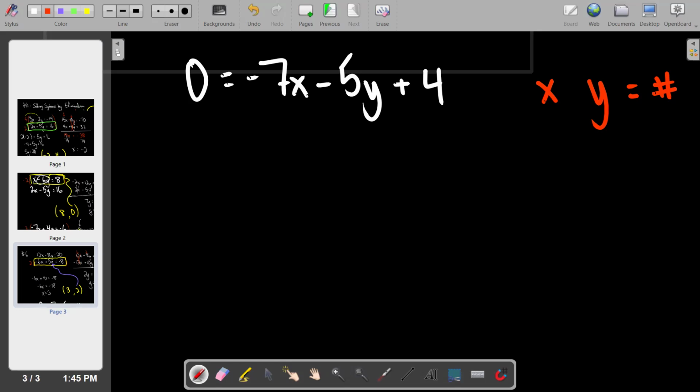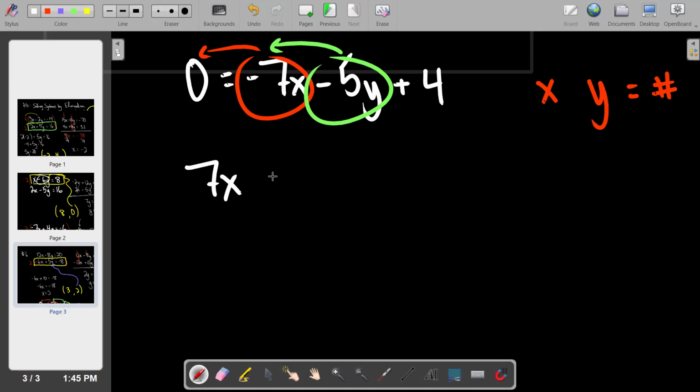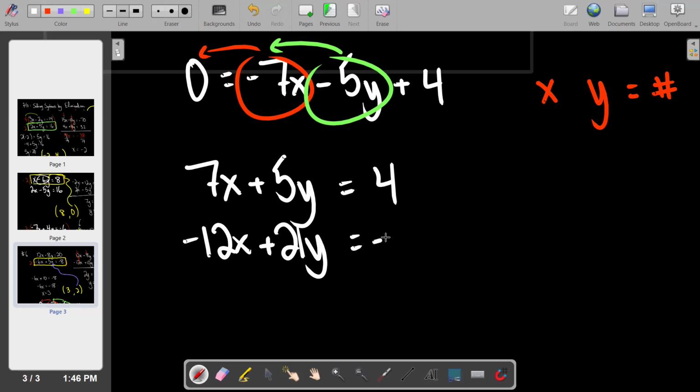So I say, hey, 7x, get over there and become positive, right? And then I say, hey, 5y, get over there, but change yourself to positive. And then I say, hey, 4, sit, stay. Good. And then the bottom one is already ready, because it's already got the negative 12x in its proper home. It's got the plus 21y in its proper home. And it's got the negative 66 in its proper home.